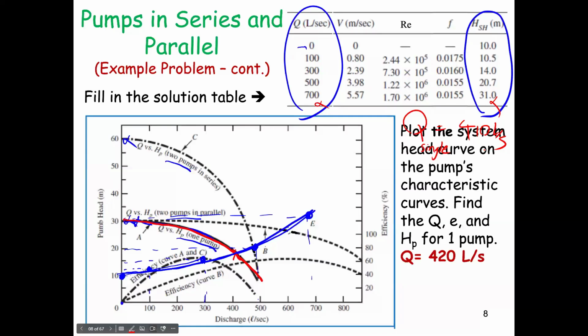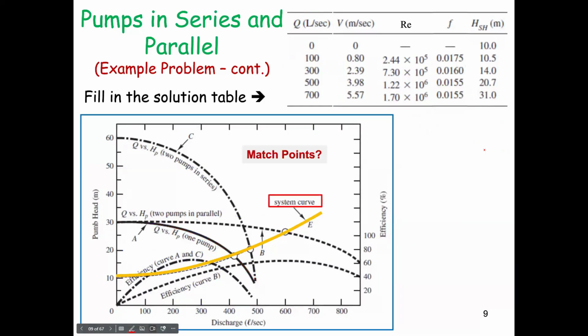So maybe this one is better to show you. The yellow one is the one that I expect you to draw based on this line and this one. Okay? This one is given to you. Where's the one pump? Here. You don't need to do anything with that. This is given to you. Just find the match point.